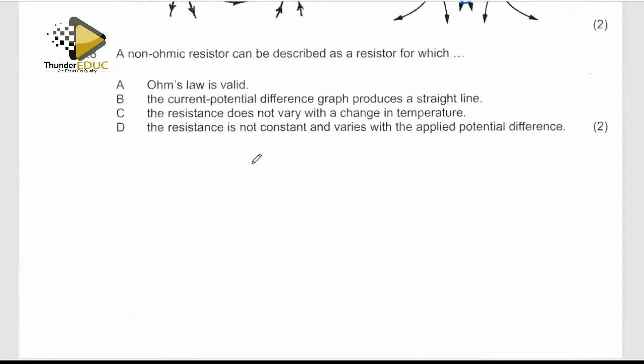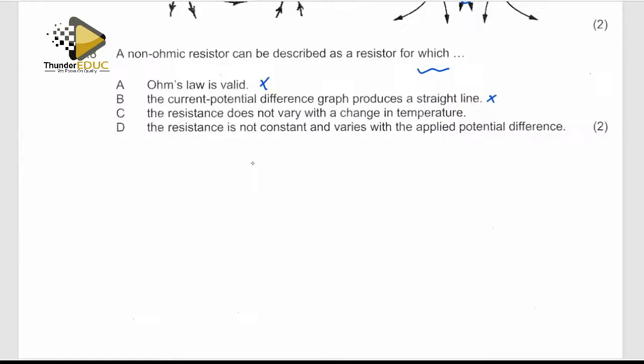Then 1.8, a non-ohmic conductor can be described as a resistor for which. So we know that ohmic obeys Ohm's law. Non-ohmic does not obey. So this option is out for a non-ohmic. Current potential difference produces a straight line. This is for ohmic. The resistance does not vary with a change in temperature.